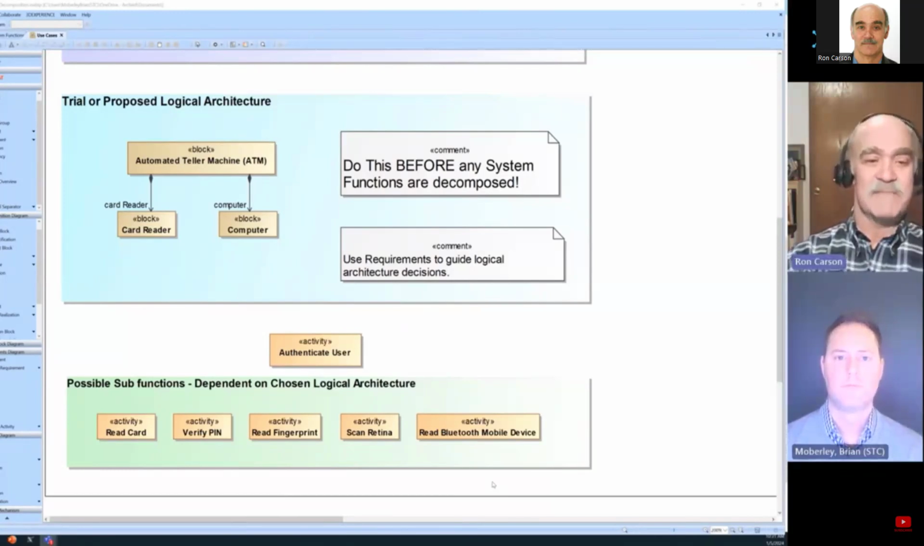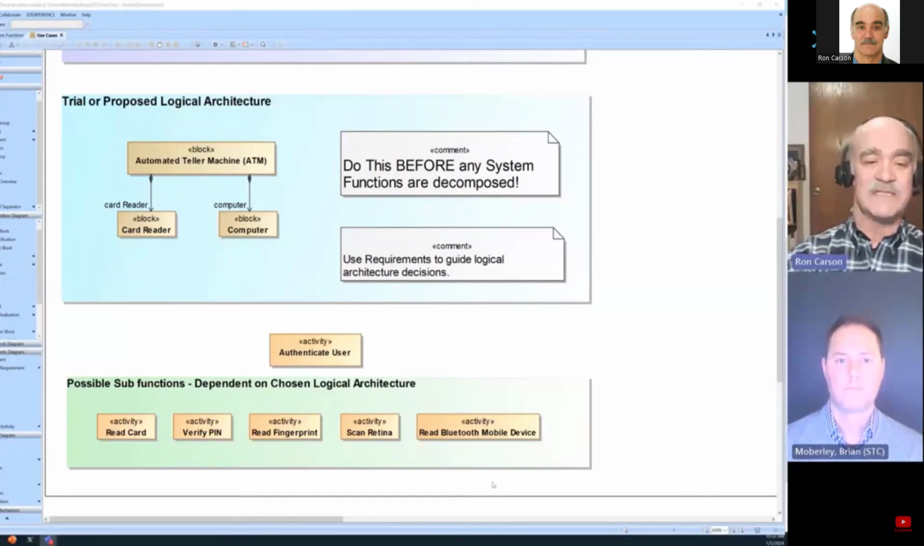The bigger problems are down in the green box. There are possible subfunctions, and what I commented to Brian earlier was that none of those functions is observable at the boundary of anything. So how would you know, for example, a card was read? How would you know that a PIN was verified? How would you know that a fingerprint or a Bluetooth mobile device was read? And how would you know that a retina was scanned? Well, the obvious answer is because the system of interest or some element of the system of interest did something that was observable at its boundaries.